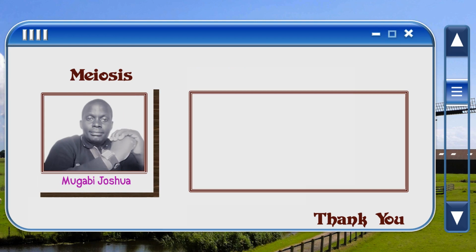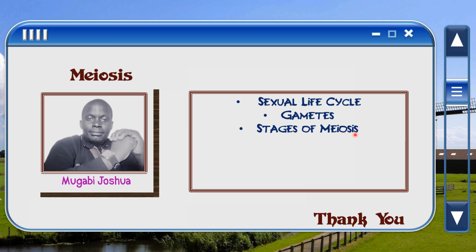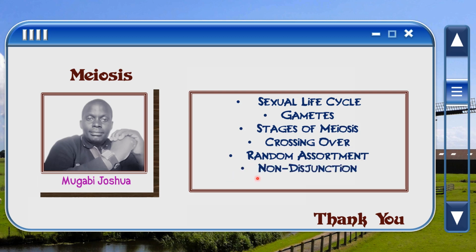Hello, my friend. Thank you very much for participating in meiosis. Today we have looked at the sexual life cycle, the gametes, the stages of meiosis, crossing over, random assortment, non-disjunction, and karyotyping.